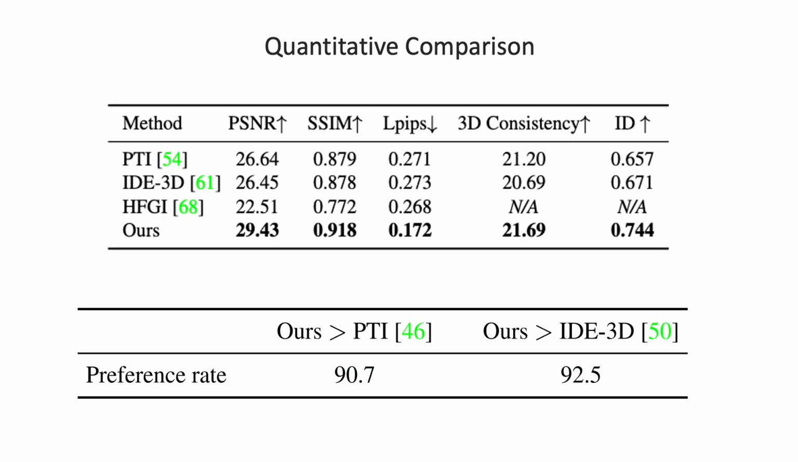Here is the quantitative comparison. The PSNR, SSIM, and LPIPS of our reconstruction all outperform the baseline. For the 3D consistency, we follow the evaluation method of Sitzmann and also provide identity loss to compare. But still, it is hard to evaluate the 3D consistency very accurately, so we also perform an additional user study to show our reconstruction quality is better.